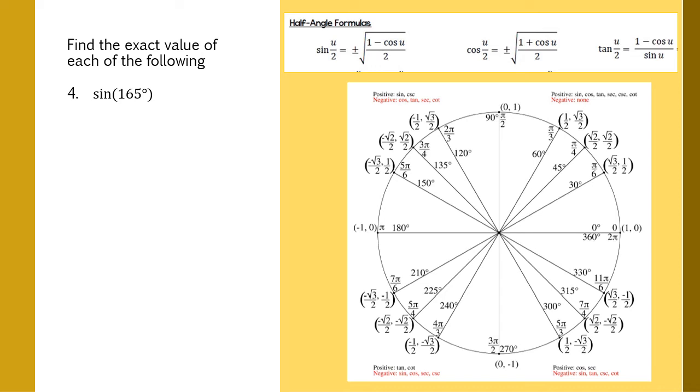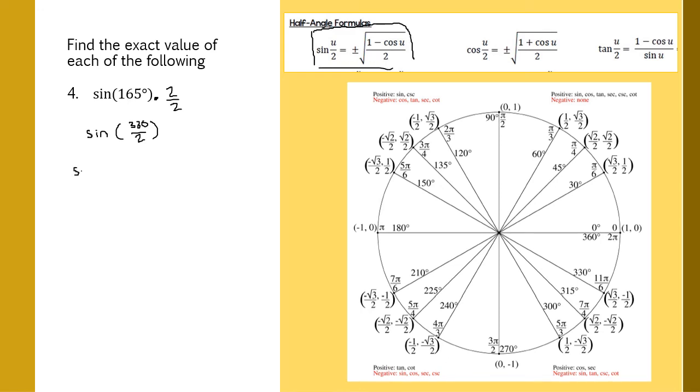So we have sine of 165. Not on the unit circle, but if I double it, 165 times 2 is 330. So 165 is the same as 330 divided by 2. So this is half of an angle that is on the unit circle. This is a sine function, so we will be using the half angle formula for sine.